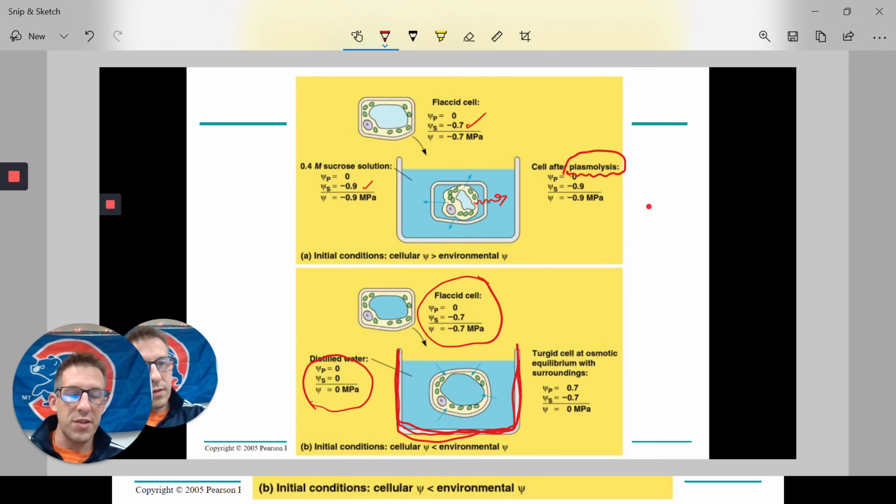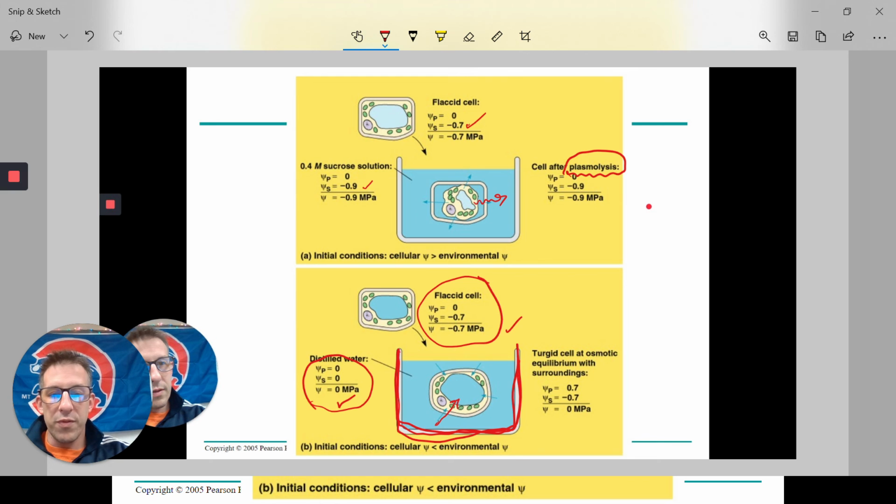So I'll ask you the same question again. Which way is water going to move? Is it going to move into the cell or out of the cell? And you would spend some time and you would think to yourself, oh, okay, what's the water potential of each system? The water potential of the distilled water is 0. Okay, good. The water potential of the flaccid cell is negative 0.7. All right, which one's higher? 0 is higher than negative 0.7. So water is going to move into the cell.